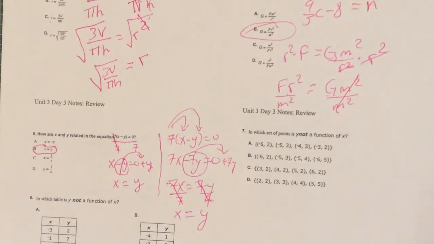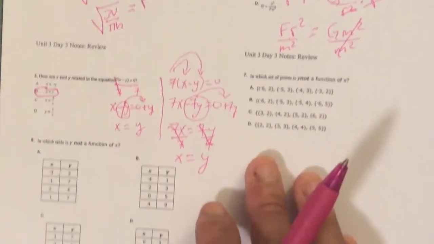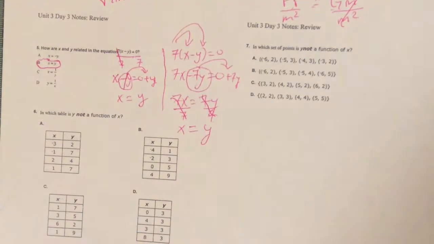Okay. Now the next set of problems, all they're asking us to define is whether something's a function or not. And remember, a function is if all the x's are different, okay? Or if it passes the vertical line test. So let's look at number 6. Which table is not a function? So they're saying which table does not have different x's? Which table has the same x's, basically?